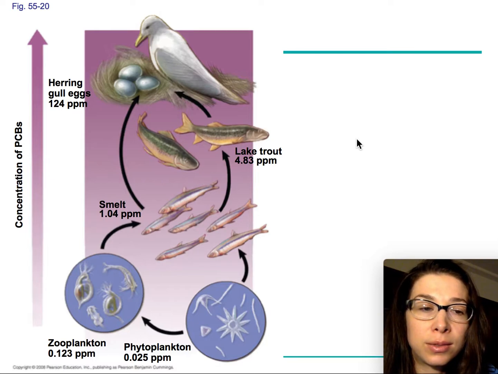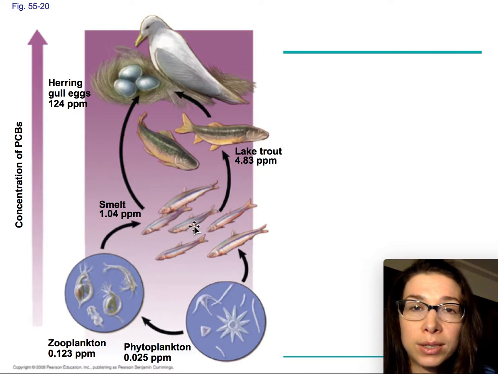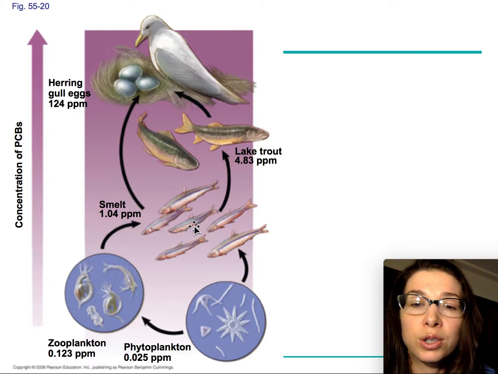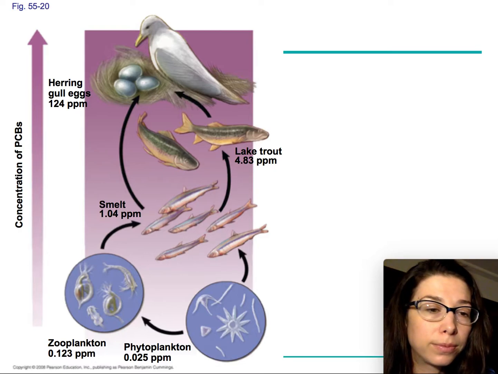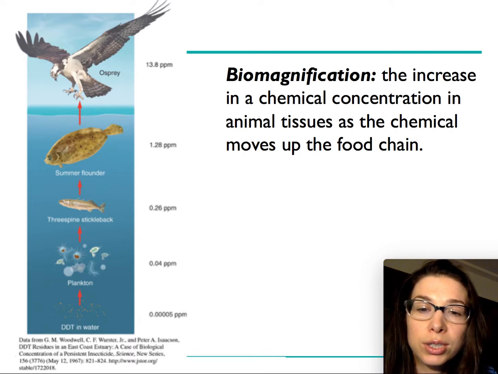Now, this is why when we consider the things that we eat, it'd be a lot healthier in terms of toxins accumulated in your food to eat things that are lower on the food chain. So that's why they say not to eat tuna in very large amounts, or not to eat tuna very frequently, because the tuna is going to have mercury levels on the order of things that are at the top of the food chain here, whereas if you eat sardines, they have mercury levels that are quite a bit lower. Hopefully you are aware now that biomagnification is the increase in a chemical concentration in animal tissues as that chemical moves up the food chain.